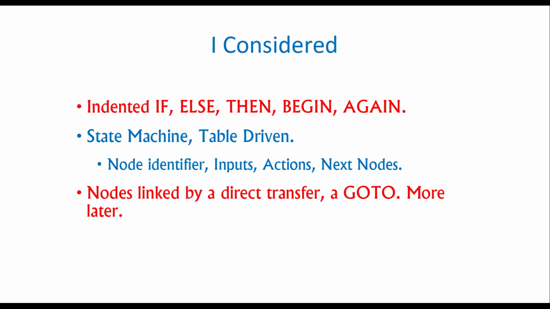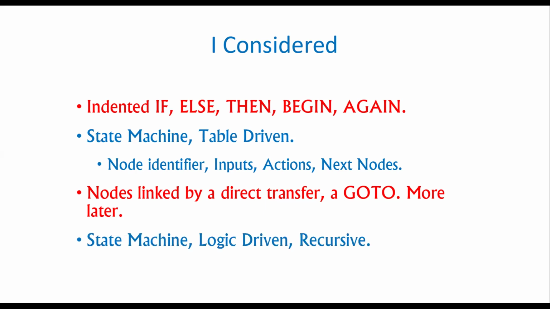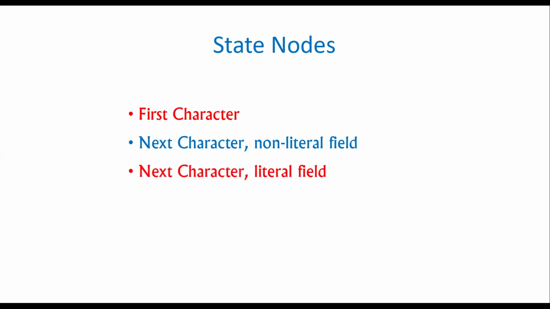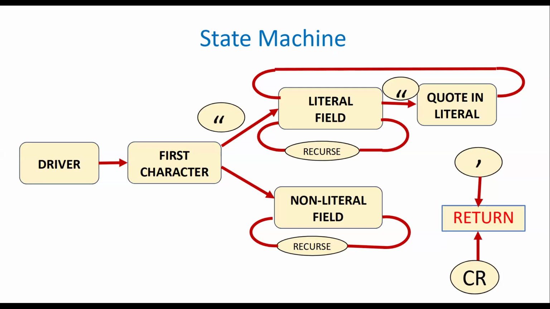Another approach is using a direct transfer between the nodes using a go-to statement. And if things work out right, next month I'll do a presentation on that method. So what I came up with was a state machine, logic-driven, and recursive. So it's a combination of recursion and the case statement. The state nodes we'll see: the very first node detects and processes the very first character. Another node processes subsequent characters if they're in a non-literal field, or processes the next character if it is in a literal field. Another process is found in a literal field.